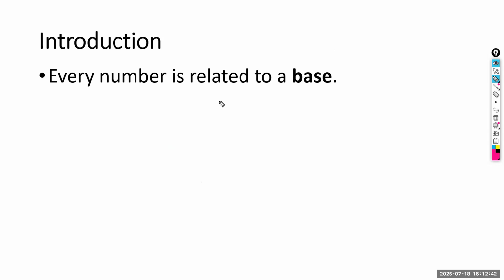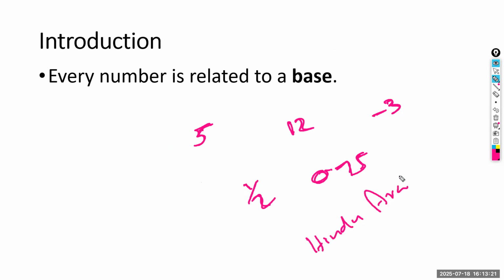Now, whenever we represent a quantity using a number, something like 5 or 12 or -3 or half or 0.75, there's a concept behind this. What is that concept? Whenever we represent a number, of course, the modern number system is called Hindu Arabic numbers. This background is super important, which you have learned in your O-level maths. So this is called Hindu Arabic numbers, the modern number system.